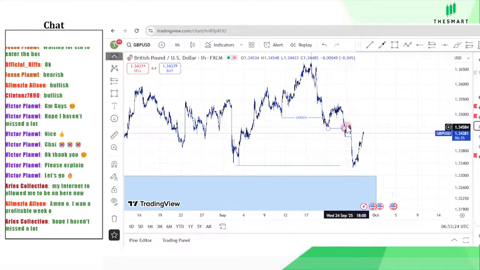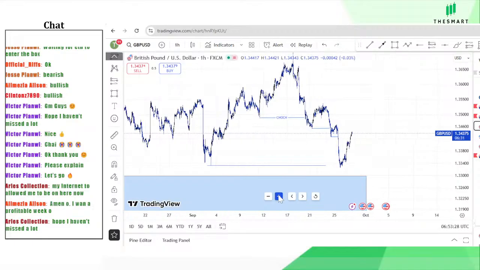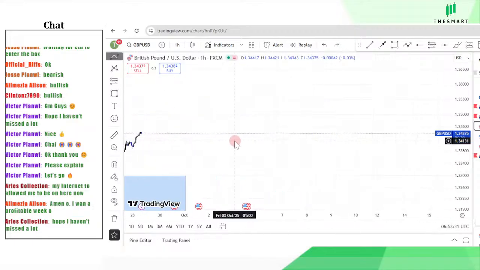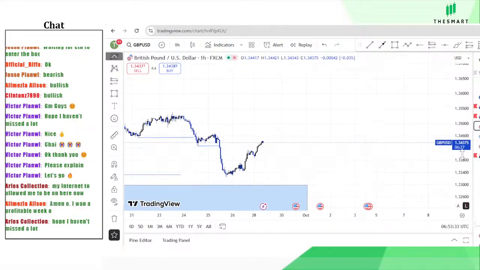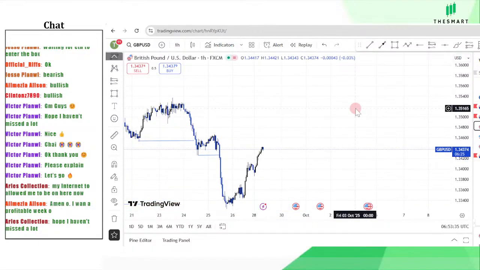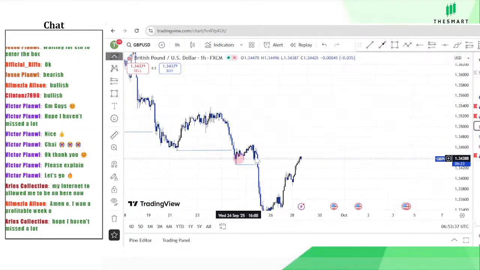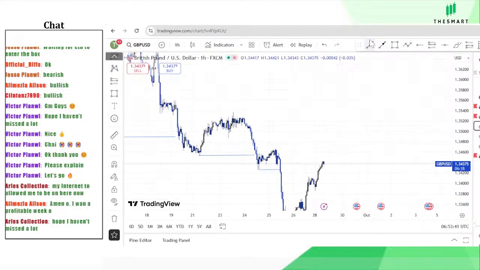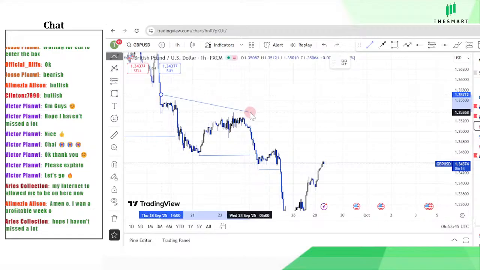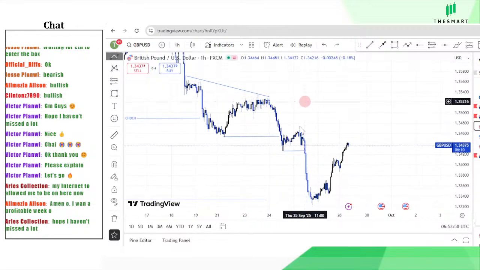For me, this is the last supply zone I would want to see price react from, but there is no inducement before that zone, so I want to get a confirmation from this zone. The reason is that I have this liquidity sitting here. So we have to be very, very careful trading from this supply zone.